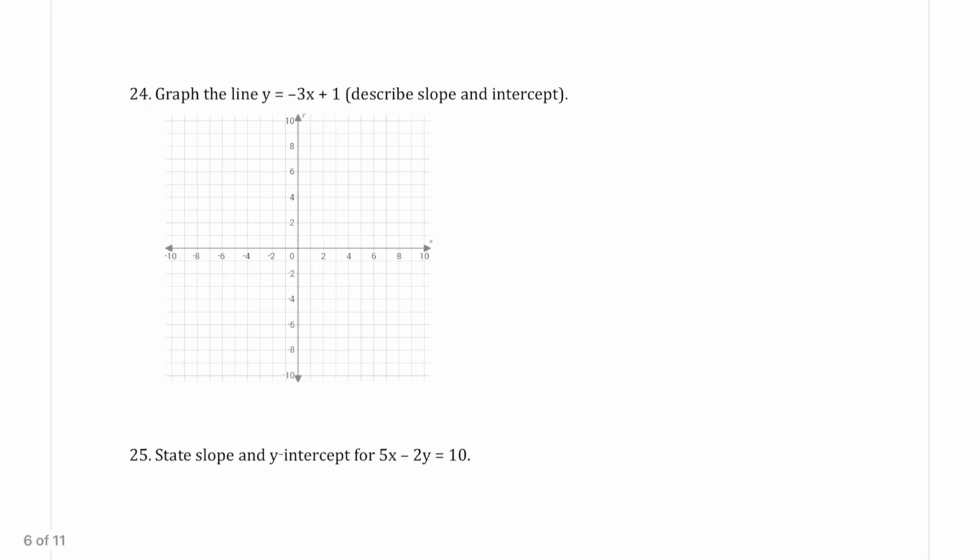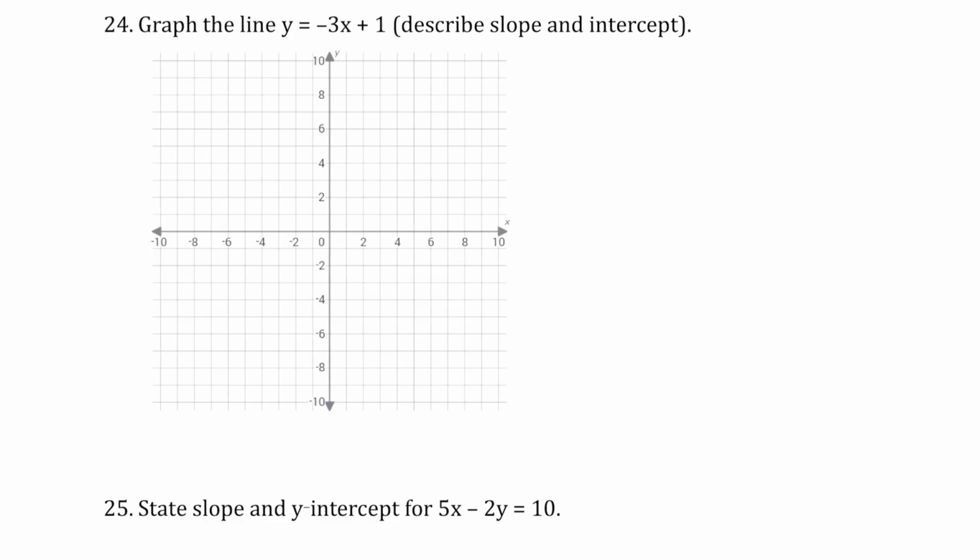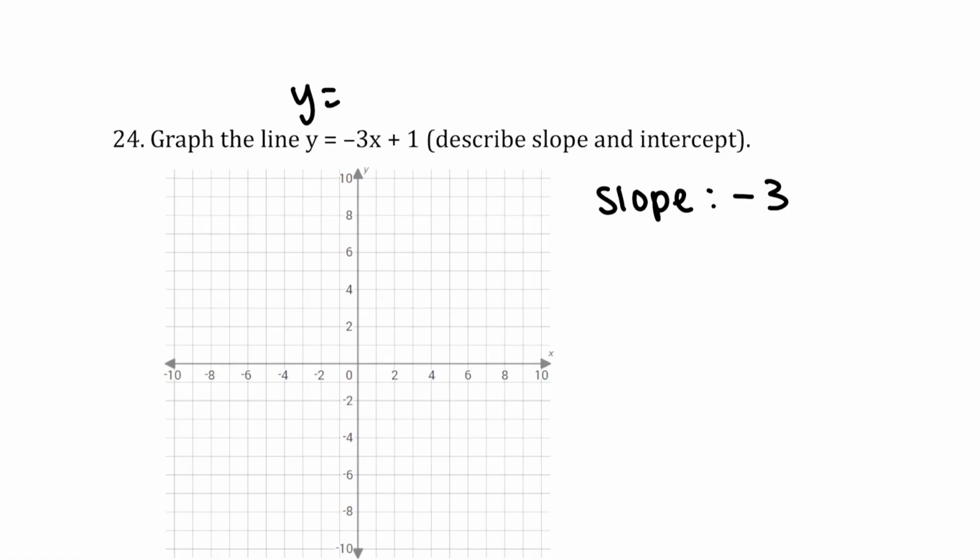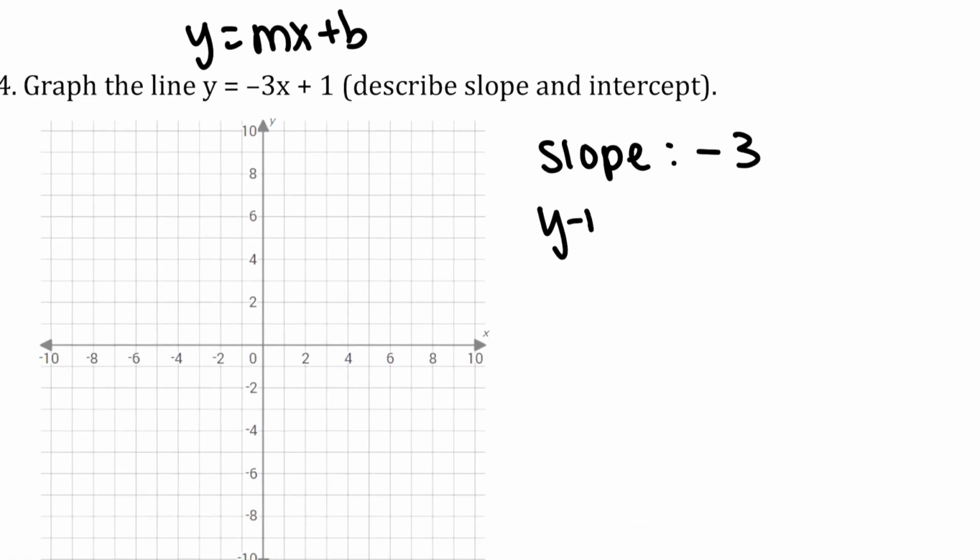Let's move on to our next problem. 24. Graph the line y equals negative 3x plus 1. Describe the slope and the intercept. So I'm going to point out what our slope is. Our slope is negative 3, and that is because this is in y equals mx plus b format, and that negative 3 is exactly where our m is, which means our y-intercept, which I'm going to abbreviate here, is 1. So we described the slope and the y-intercept.